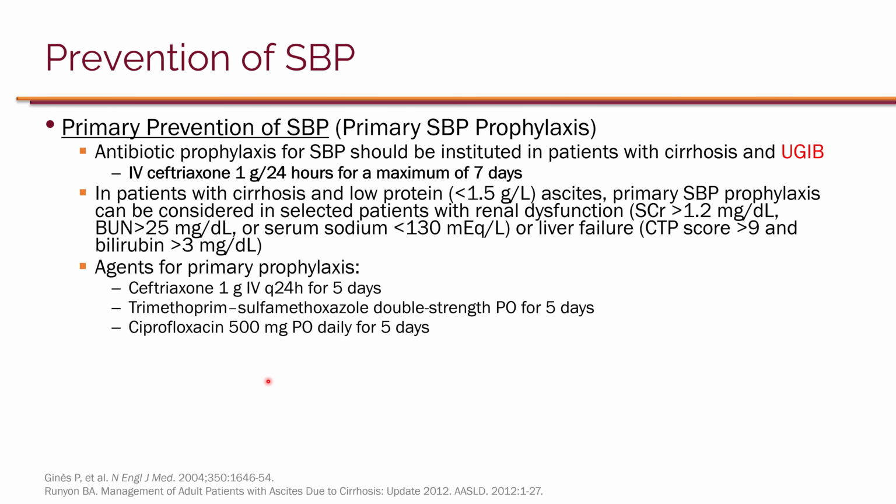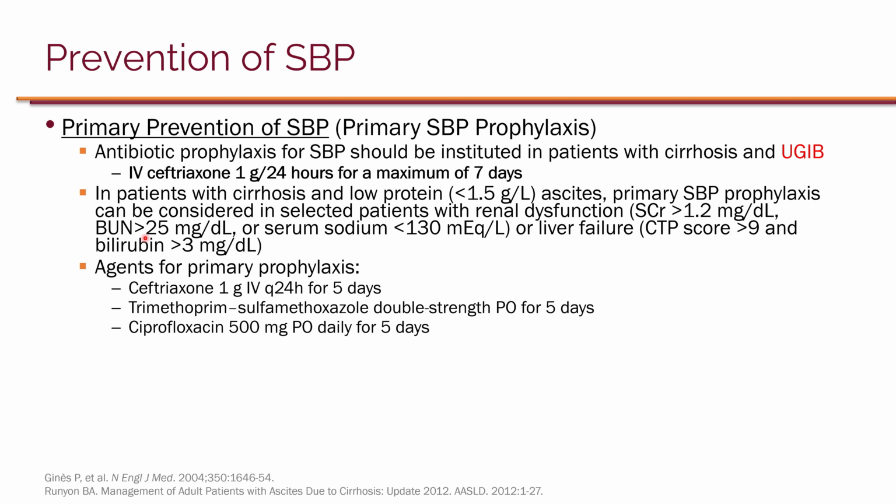Now, what about preventing SBP? So there is the concept of primary prevention of SBP. So this is someone who has never had SBP before. So we're trying to prevent this for the very first time. And certain patients qualify for primary prevention. The biggest one is essentially patients with cirrhosis who have upper GI bleed. And when they have that GI bleeding, because that can lead to SBP, it is recommended to give IV ceftriaxone for up to 7 days.